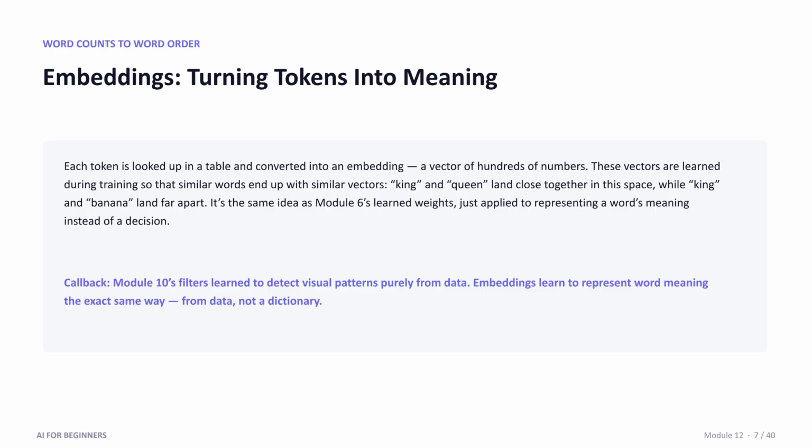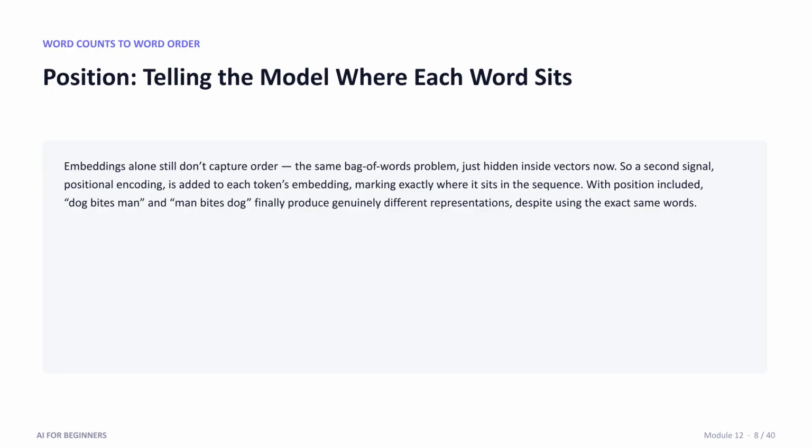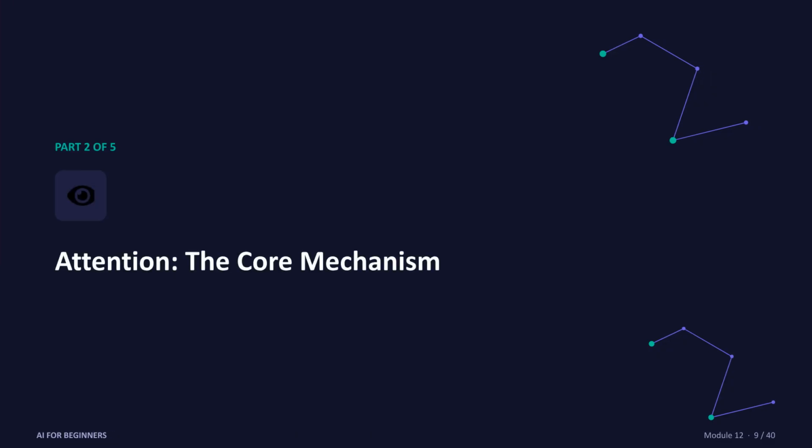Similar words like king and queen have similar vectors, which are learned purely from the data during training. To capture word order, we add positional encoding to these embeddings. This allows the model to differentiate between phrases with the same words, but different sequences, like dog bites man versus man bites dog. Part 2 introduces the core mechanism of modern language models, attention.